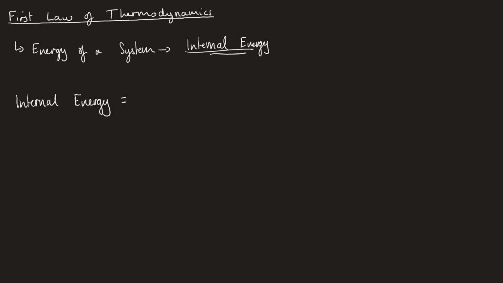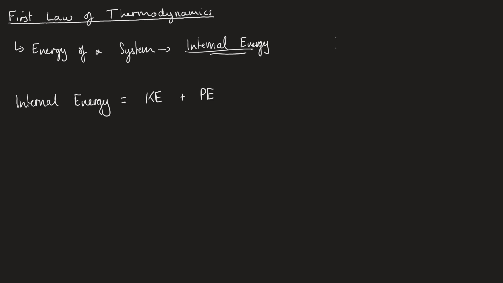Obviously, there will be other types of energy present, but we can always say that the internal energy is just all of the kinetic energies of all the particles plus all the potential energies of all the particles. So the internal energy of a system, the total energy that a system holds, is just the sum of all the kinetic energy of the particles and all the potential energy of the particles.